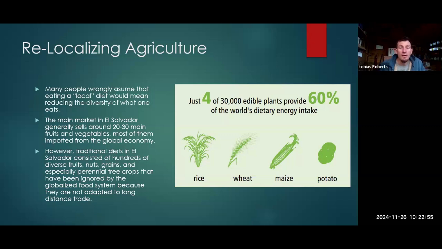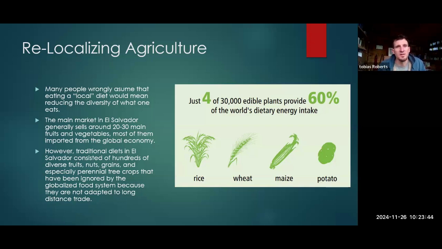However, if you go back a few generations and you ask grandparents about what they would traditionally eat, the traditional Salvadoran diet consisted of hundreds of diverse fruits and nuts and grains, and especially perennial tree crops that have been ignored by the globalized food system, right? So here, my wife's grandmother would talk about the ojuste tree, the breadfruit, the bread nut, all of these diverse tropical fruits and fibers that used to be a part of the diet because people still grew those, right? They would go into the forests and harvest all of these different foodstuffs. And today, most people have no idea what those are. They're being lost. They're being extinguished.